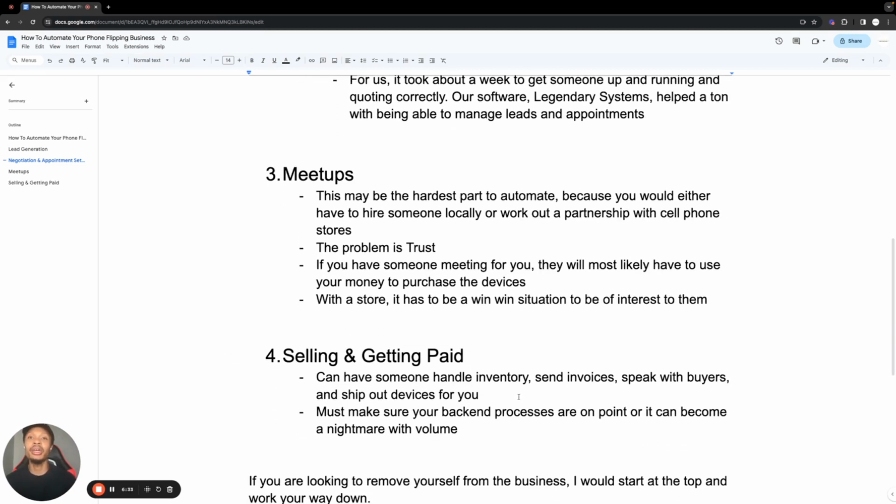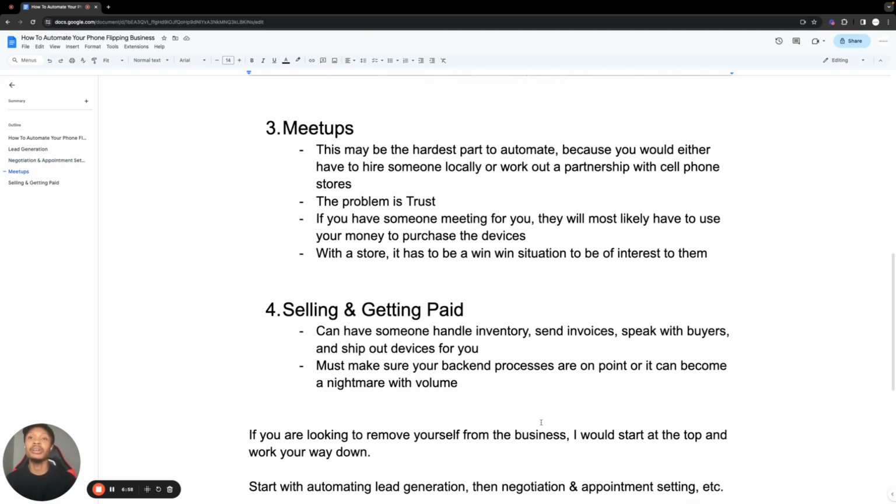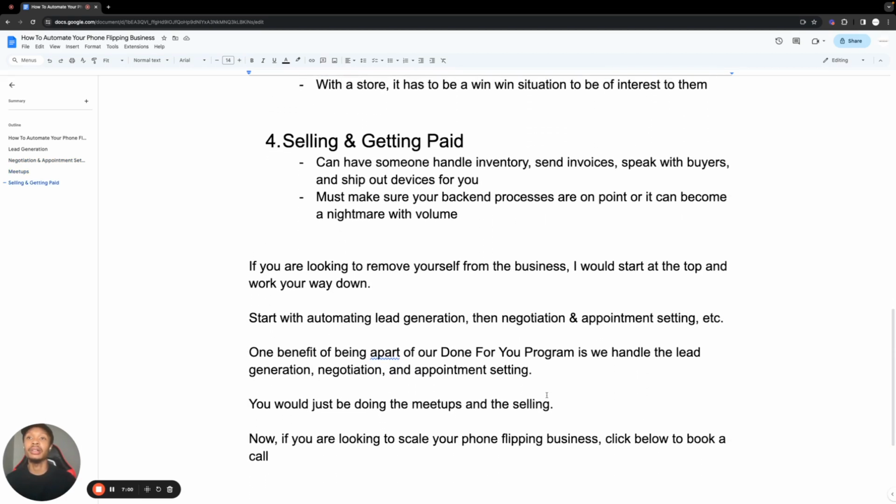And the selling and getting paid, once again, depends on how much volume you have and if you're shipping to multiple buyers. But if you only have a few buyers, the selling and getting paid is not going to take that much time. It just depends on your volume. Now, if you have 100, 150, 200 devices coming in a week, then it may take up a little bit of time. But once again, if your backend processes are set up, it's not going to take a long amount of time.